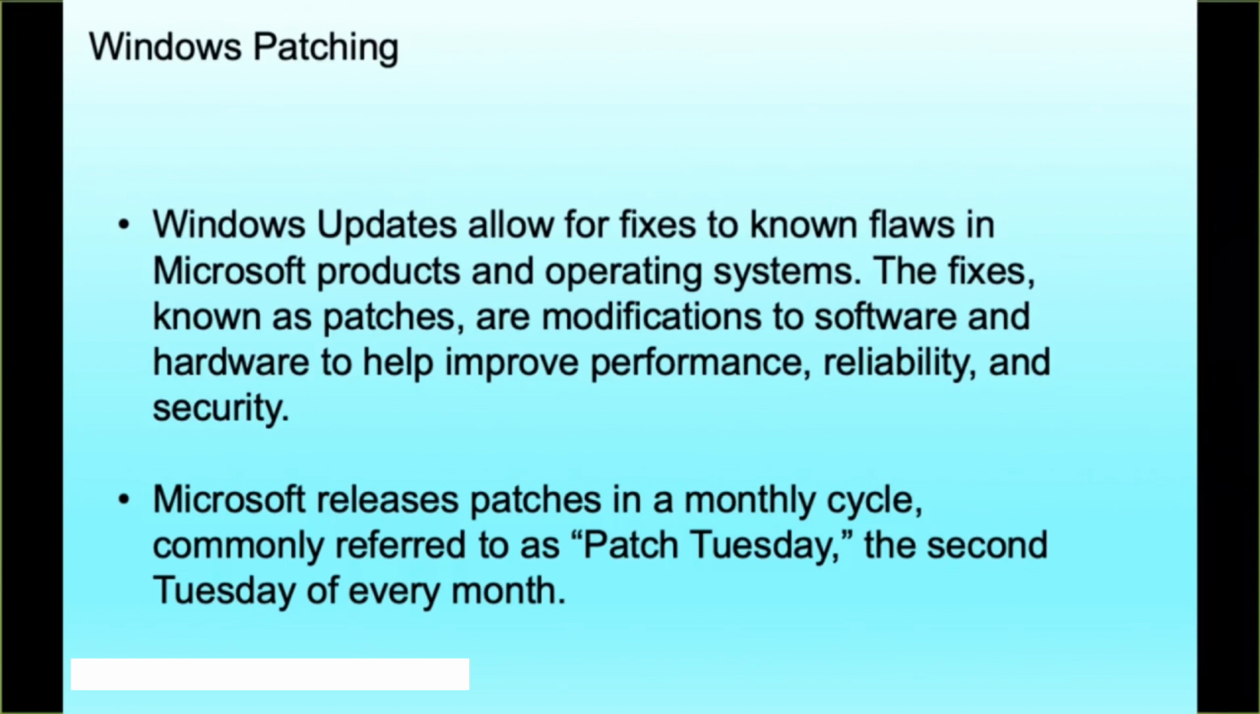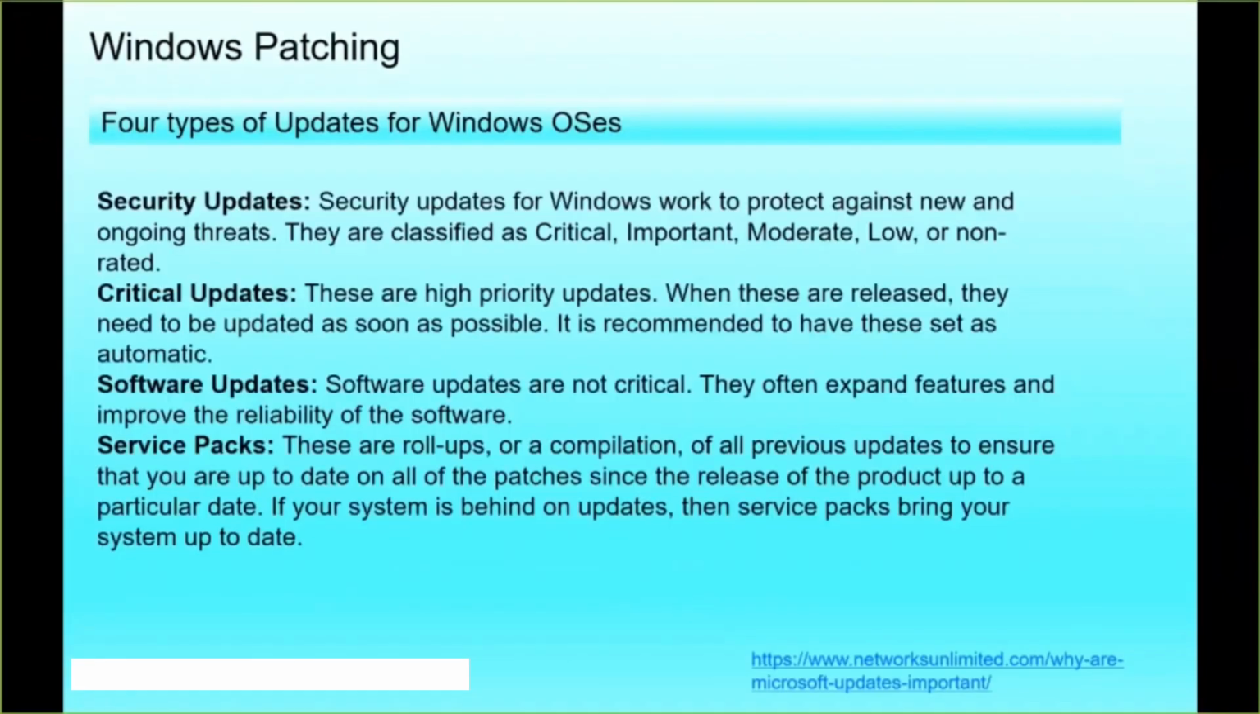Microsoft, and like I said, we're just using the context of Microsoft because that's what everyone's most familiar with, releases its patches in a monthly cycle, and most people in the industry call that Patch Tuesday. Microsoft releases its patches the second Tuesday of every month on Patch Tuesday. And there are really 4 types of updates for Windows OSs, but these are also the same across other OSs, Linux and Mac as well.